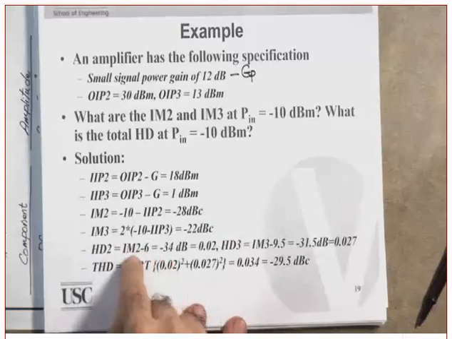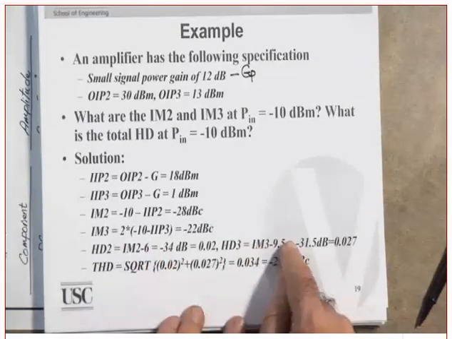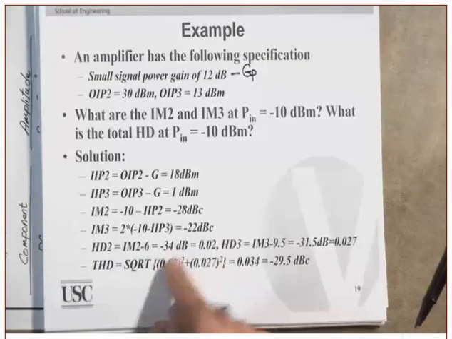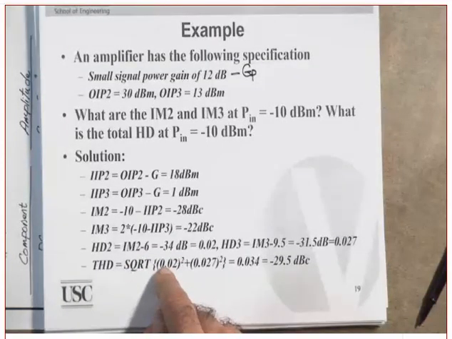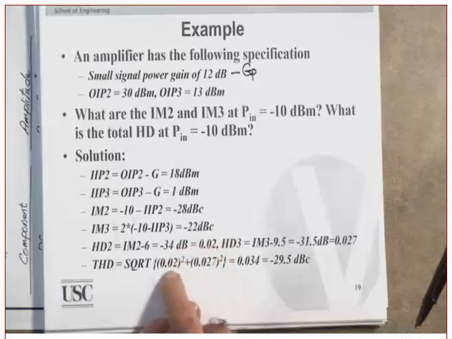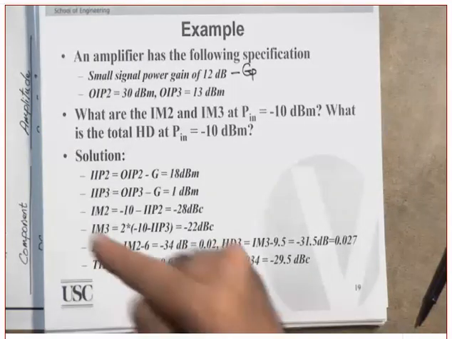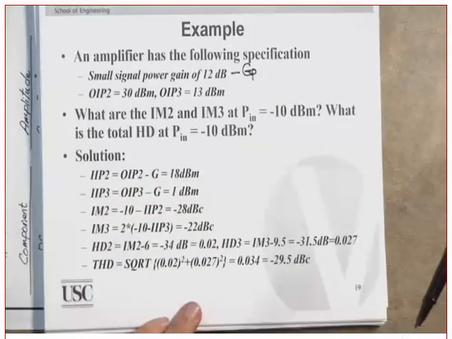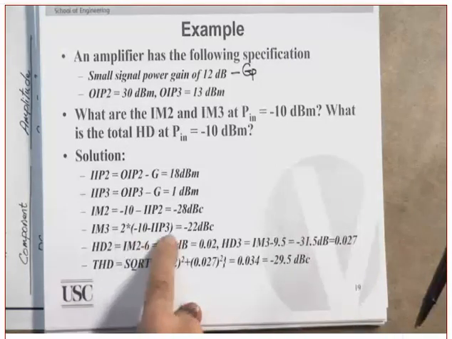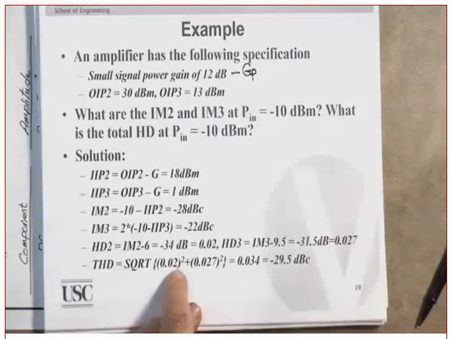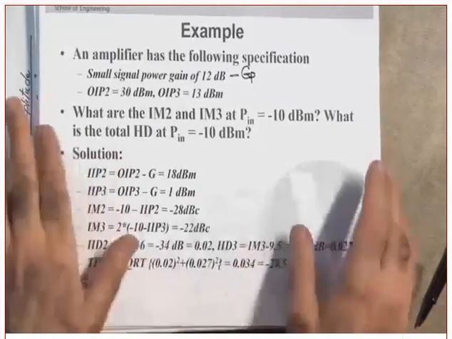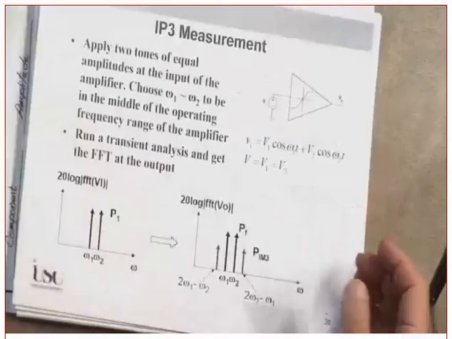Then we know the HD2 is this, IM2 minus 6. IM3 minus 9.5. And then the total harmonic distortion is the square root of 0.02. Where does this come from? This came from here. By the way, I forgot one thing. When you calculate the total harmonic distortion, remember that equation inside the square root? These are not in dB. It means after you calculate them in dB, you need to change them into non-dB before you square, and then you can change it back to dB. Clear? Okay, good.